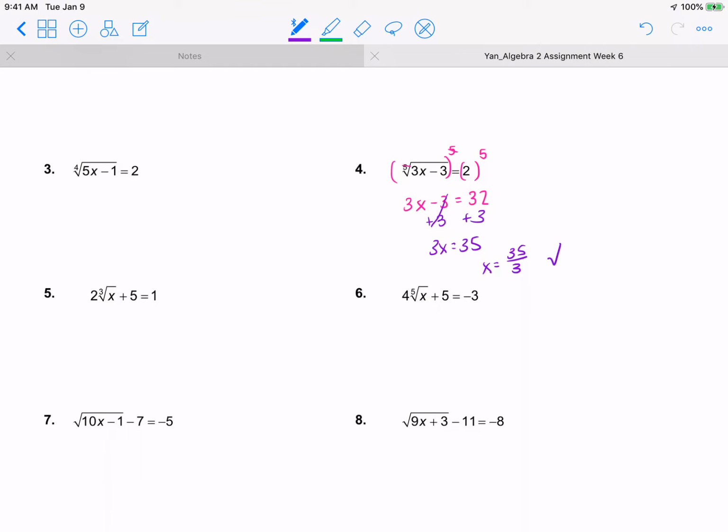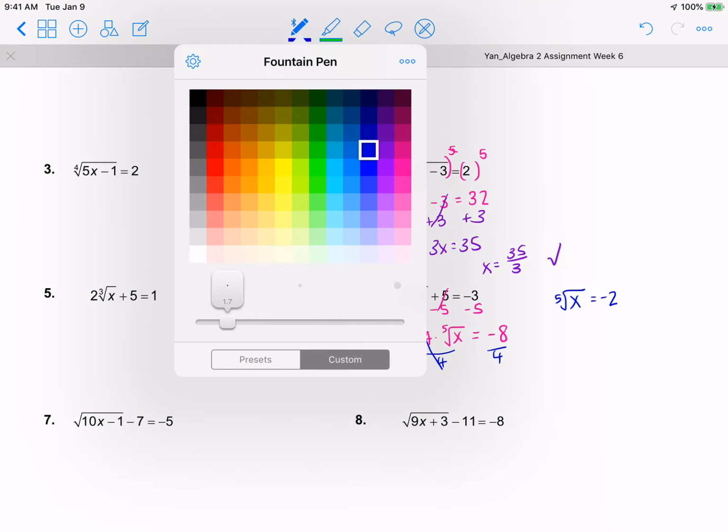Another one that I want to show you guys. Let me see. Let's do number 6. So number 6, what are some of the items that we have to get rid of first? We gotta get rid of the positive 5, and we also gotta get rid of the 4 later. So subtract 5 on both sides. 4 times 5th root of x equals, that gives you negative 8. Okay, divide both sides by 4. So now I have 5th root of x equals negative 2. Again, it's okay for it to be negative because it's an odd power.